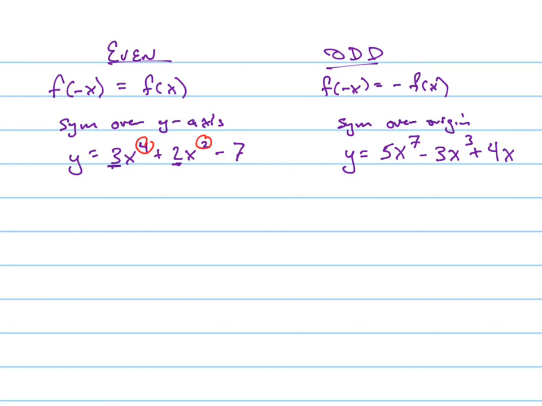As long as all the exponents are even, and you can even have x to the 0, right? So you can have a constant term for an even function, but notice you can't have a constant term for an odd function. They all have to be odd.